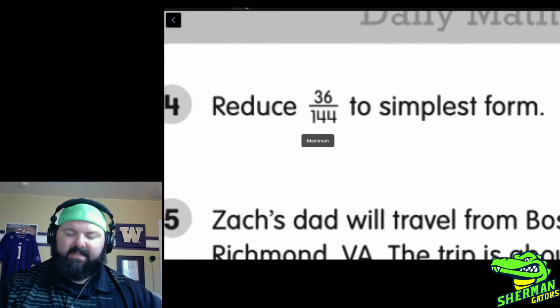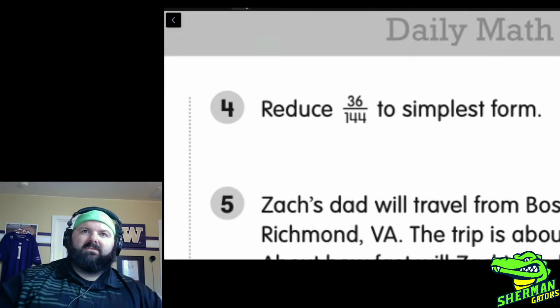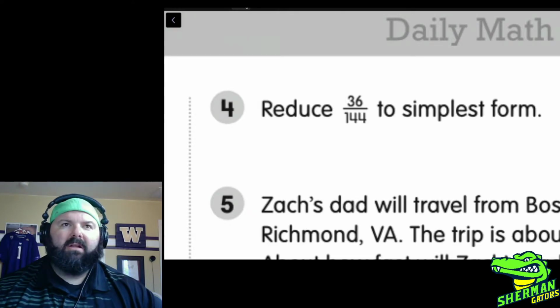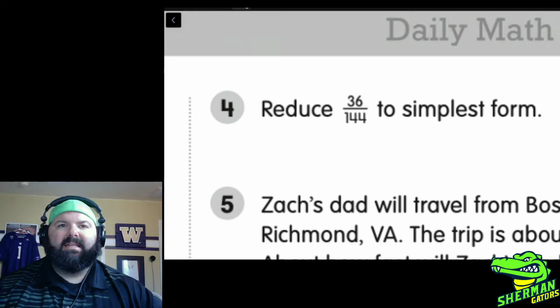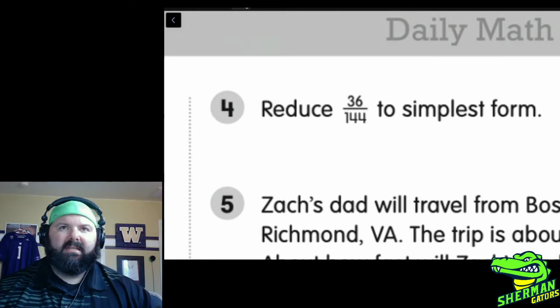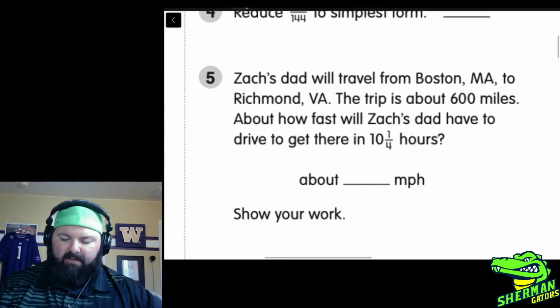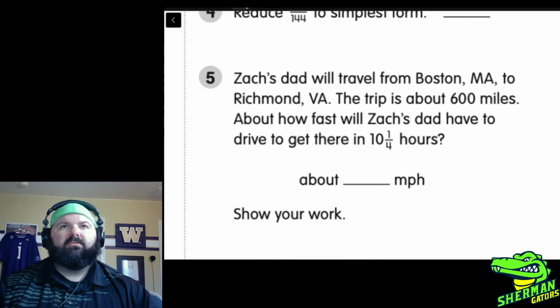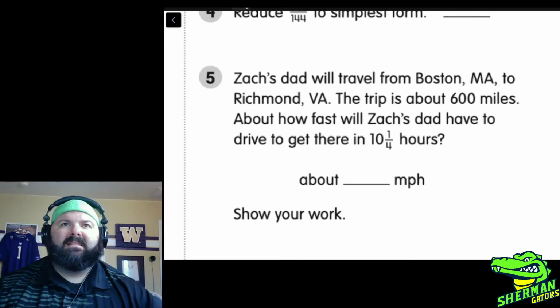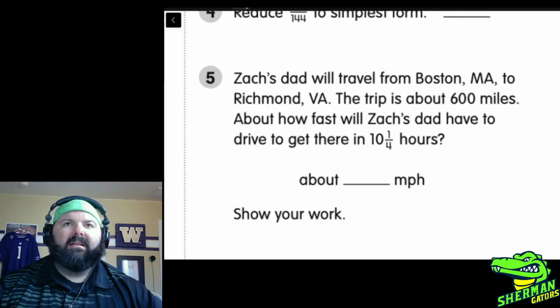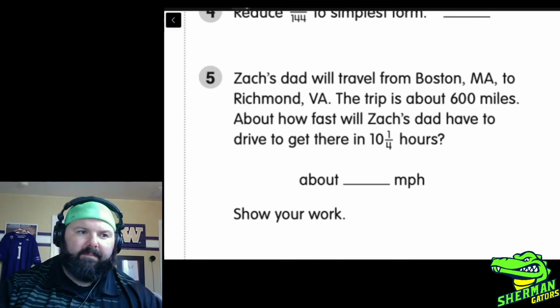Number 4, reduce 144ths to its simplest form. Remember, that means to divide the numerator and denominator by the same number until you cannot reduce it any further. Number 5, Zach's dad will travel from Boston, Massachusetts to Richmond, Virginia. The trip is about 600 miles. About how fast will Zach's dad have to drive to get there in 10 1/4 hours? And about how many miles per hour, and show your work.